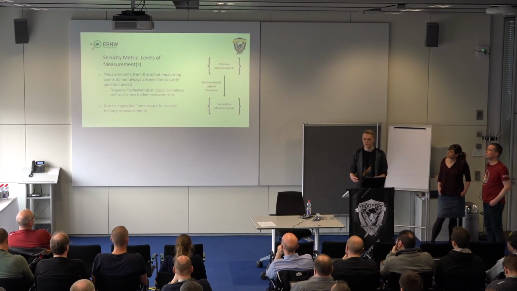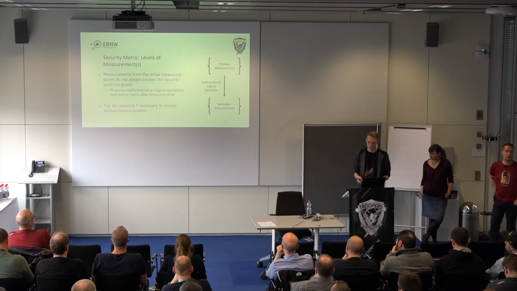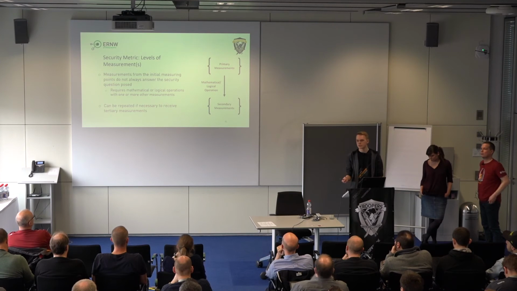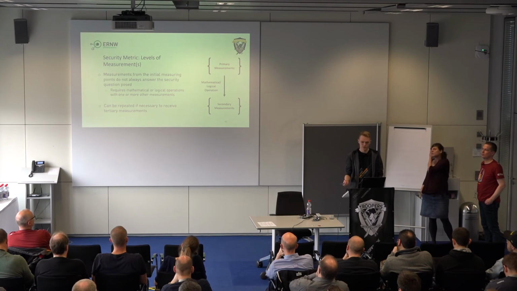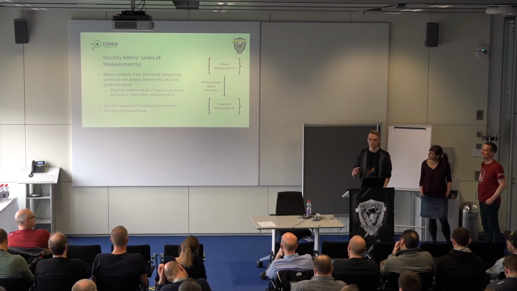That's why we have defined several levels of measurements, you could say. The initial measuring point, if it does not give you the answer to your security question that you have posed before, requires a mathematical or logical operation to come to your second measurement. So we have called them primary and secondary measurements. And if this is still not sufficient to answer it, you can repeat the process.